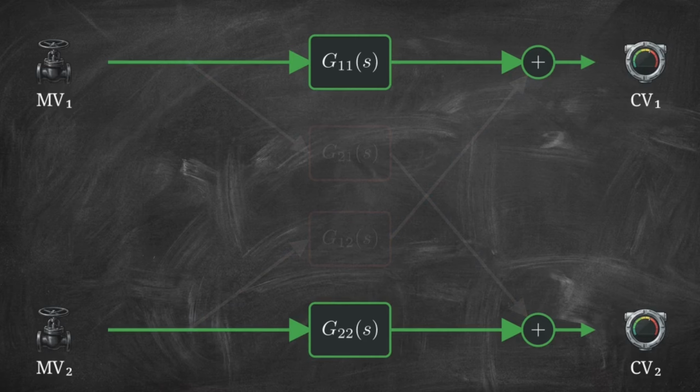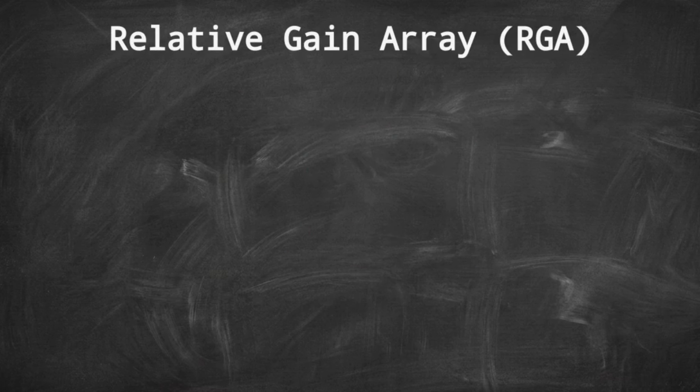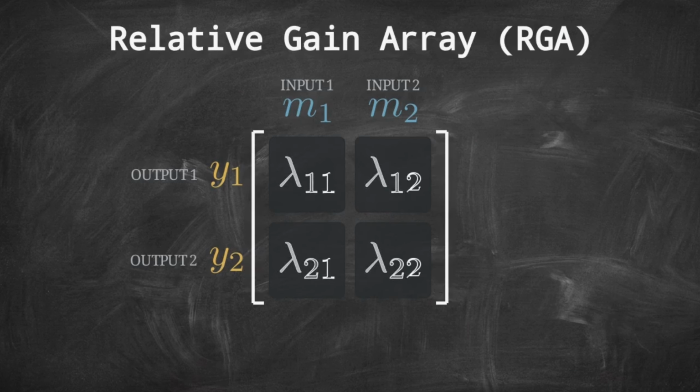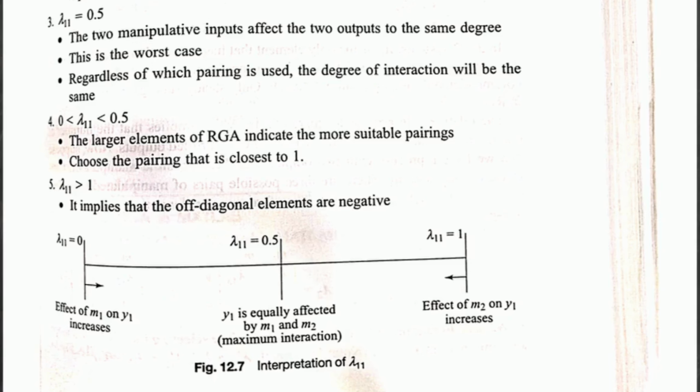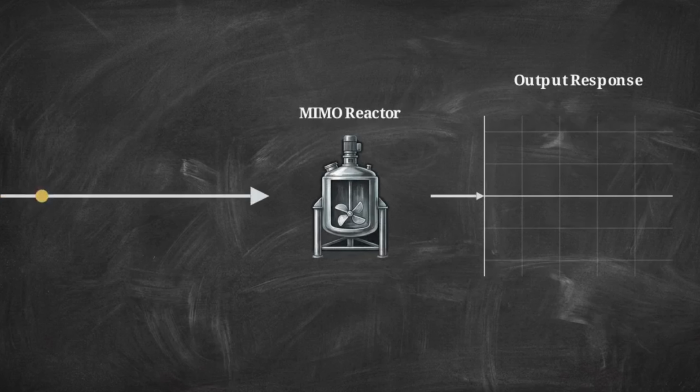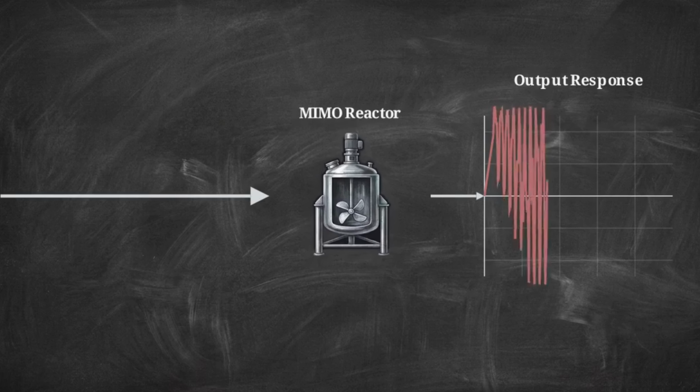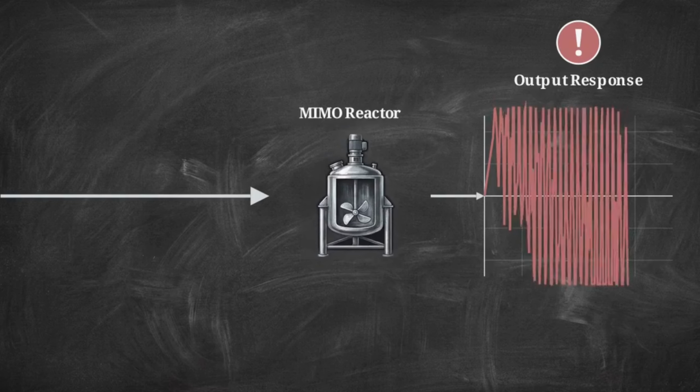over each loop. Before we calculate how to cancel those interactions, we need to pair our variables correctly using the relative gain array, or RGA. To minimize natural interaction, choose the pairing where your lambda value is closest to 1. If lambda is 0 or greater than 1, the loops fight each other. At exactly 0.5, you reach maximum interaction, where both inputs affect both outputs equally. Correctly identifying these values ensures you aren't trying to control a system that is fundamentally unstable from the start.